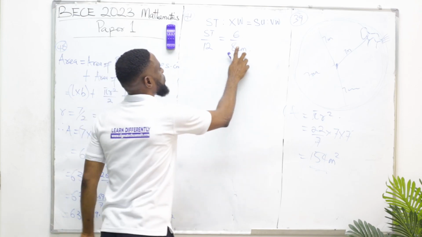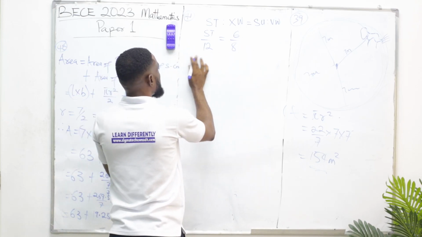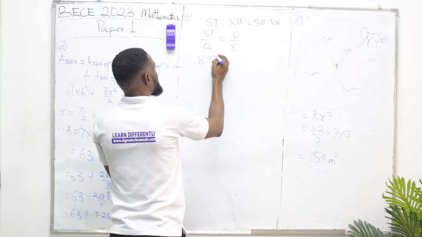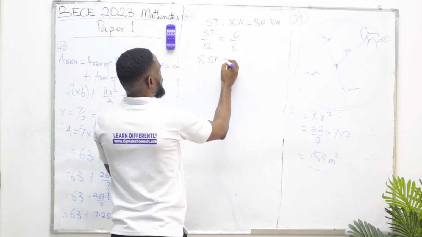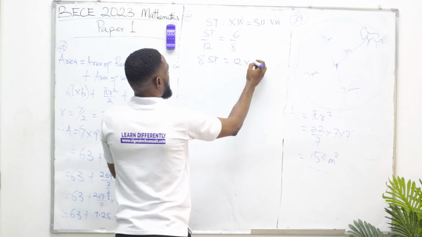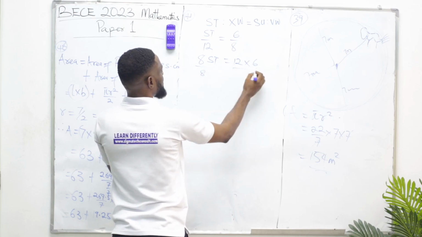All right, so let's go. All right, so cross multiply. So this will be 8ST, yes, now 8ST is equal to 12 times 6, right? So divide both sides by 8, right? That is what it means.